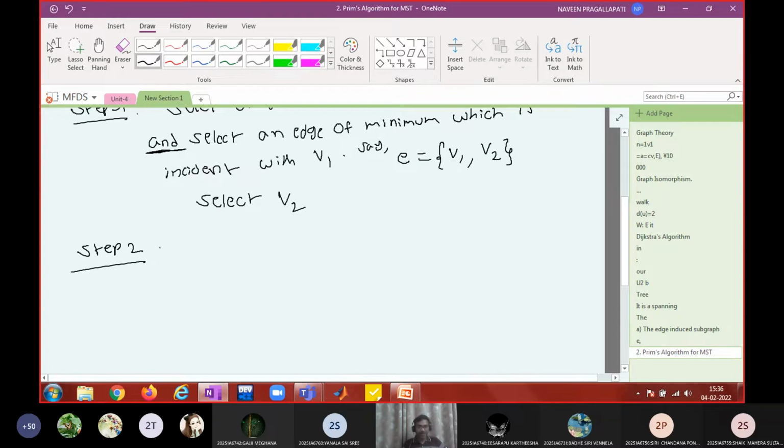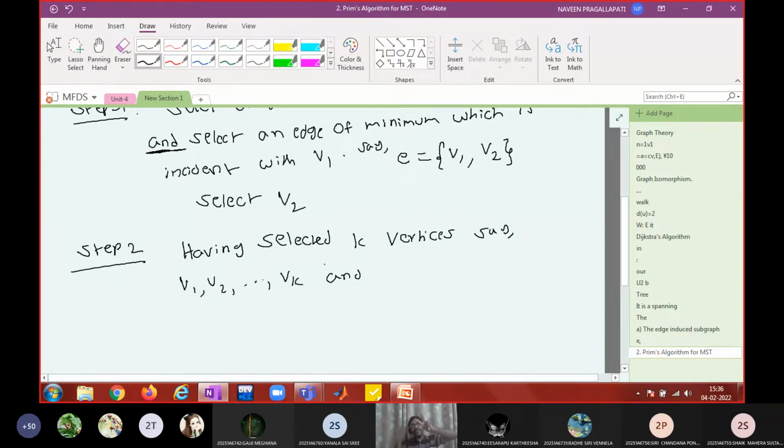So having selected k vertices, say V1, V2 and so on Vk, and k minus 1 edges. When I selected k vertices, indirectly I am selecting k minus 1 edges only. When I selected 2 edges, what? 3 vertices are there. If I selected 3 edges, what? 4 vertices are there.